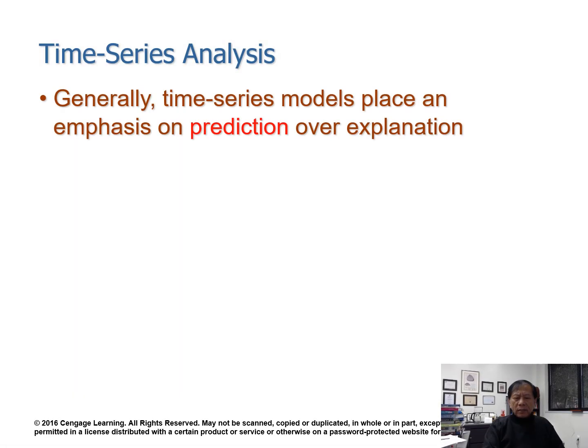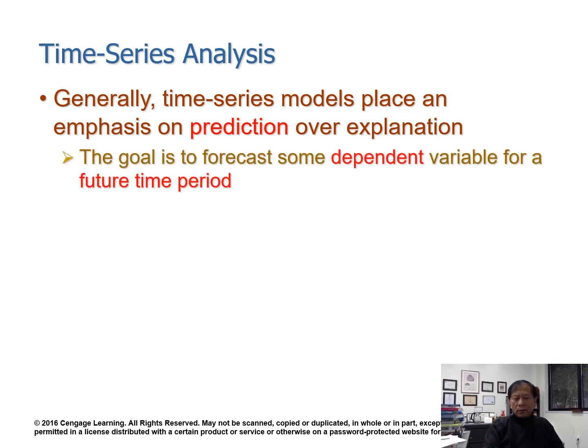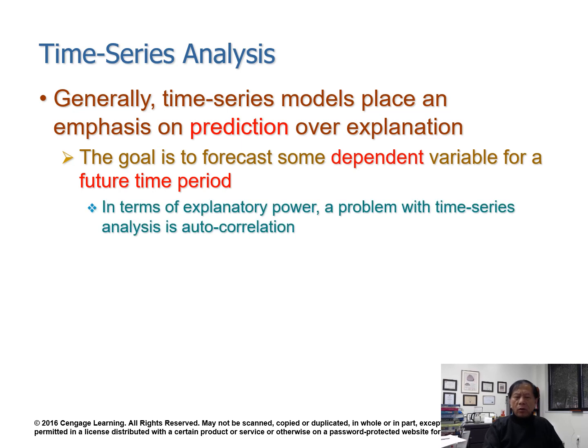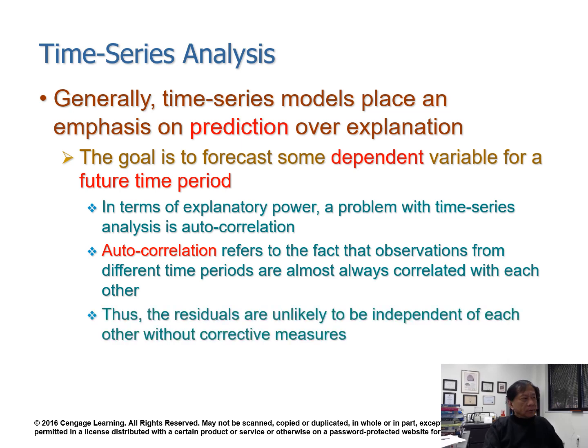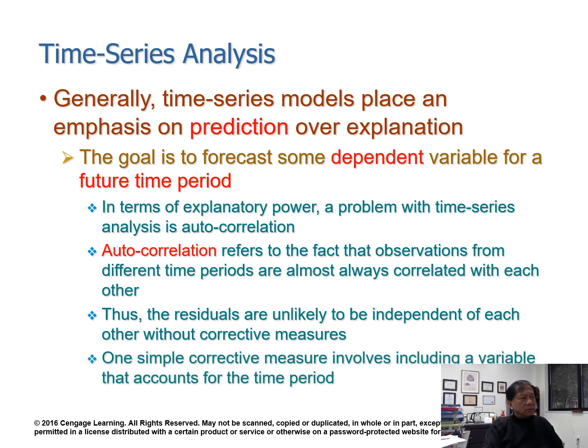And then time series analysis. Time series models place an emphasis on prediction over explanation. You can extrapolate to predict. The goal is to forecast some dependent variable for a future time period. You have the current and past periods, then you extrapolate to forecast the future. There is an autocorrelation issue here. Autocorrelation, which could be on your test, refers to the fact that observations from different time periods are almost always correlated with each other. So the residuals are not likely to be independent of each other without corrective measures.